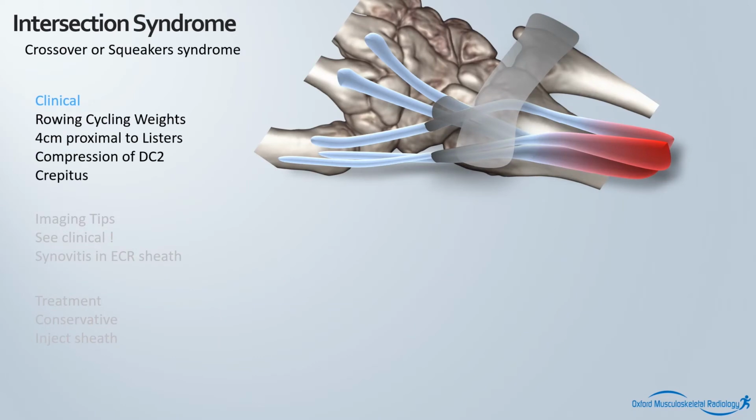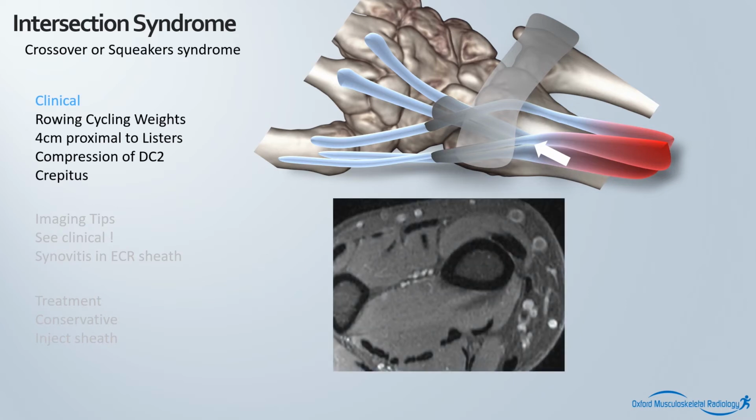The intersection syndrome, or crossover or squeaker syndrome, is also very well known in this area. This condition occurs in the location where the first dorsal compartment crosses over the second. The symptoms are more proximal than de Quervain's disease, and very importantly, clinically, there is very often a crepitus to be felt and heard in this location. And it is this crepitus that gives rise to the nickname squeaker syndrome.